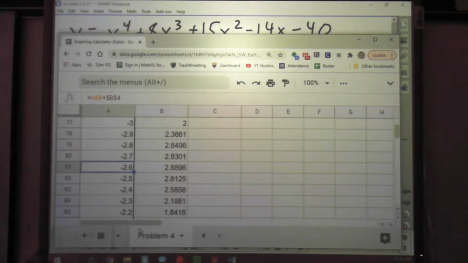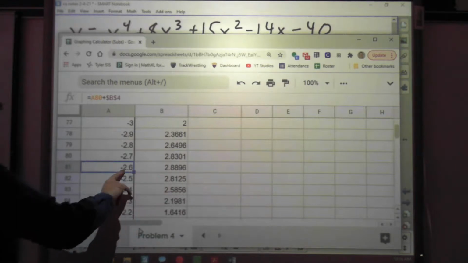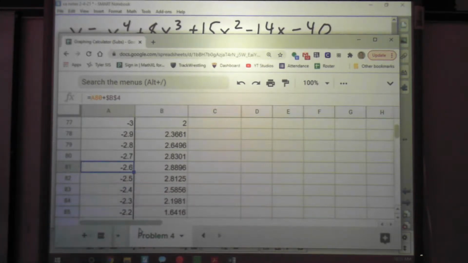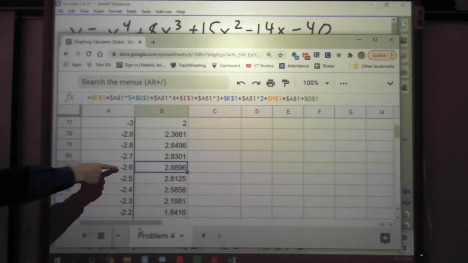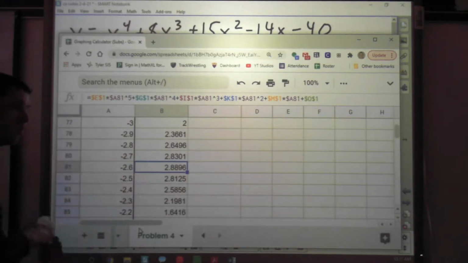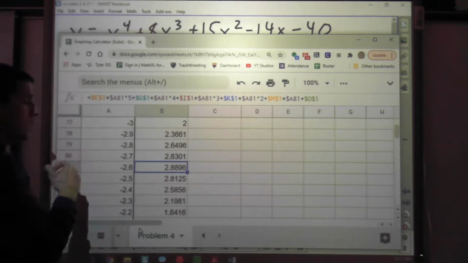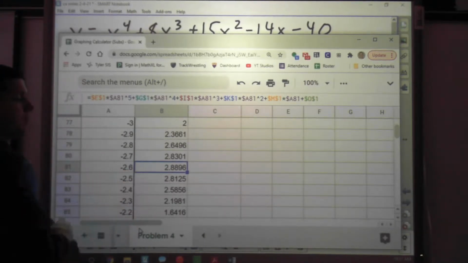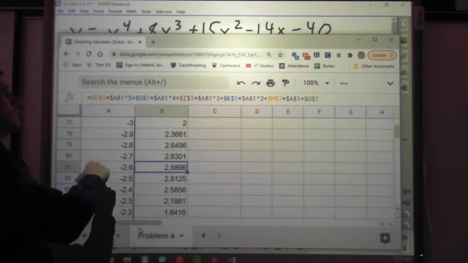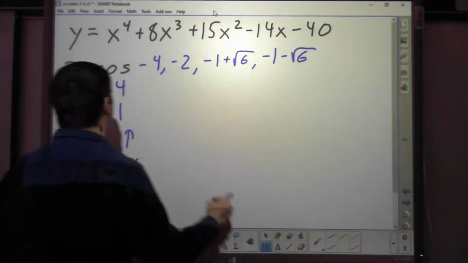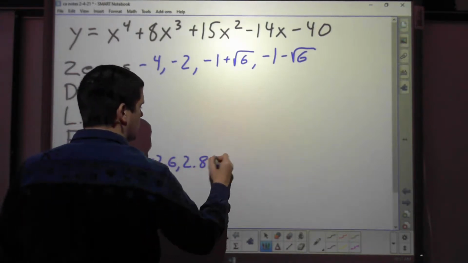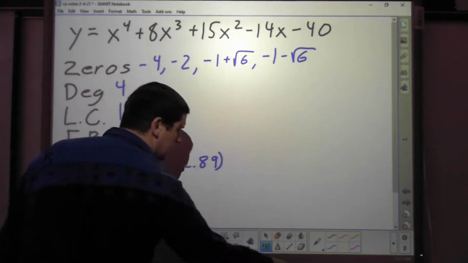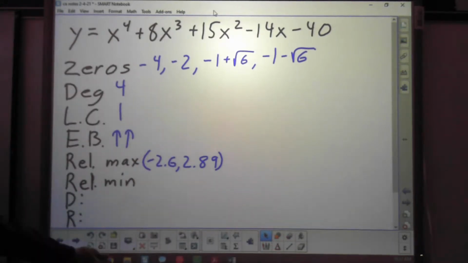Now it's not getting that high. So right here we can see, hey, at negative 2.6, I have 2.8869. So right there, I was like, this is it. This is higher than all the other numbers around. Sometimes those numbers get really, really close, so just be aware of that. Negative 2.6, comma 2.8. I'll say 9. I'll round this time. I should be more consistent, but I'm not.